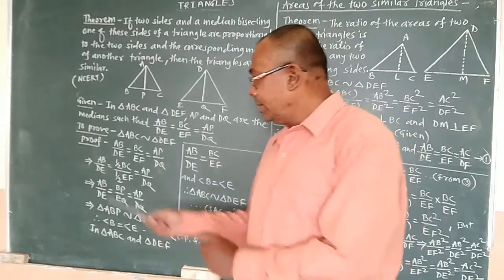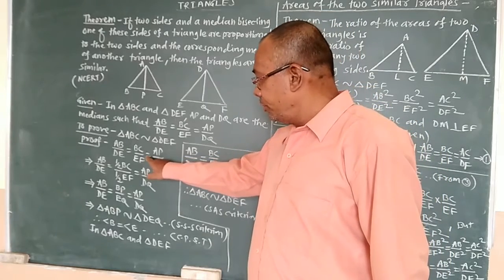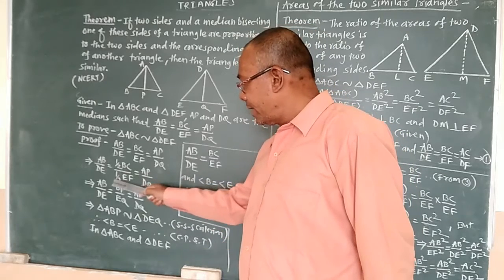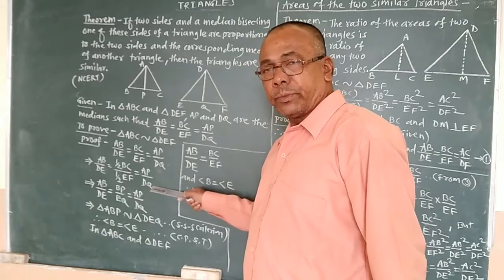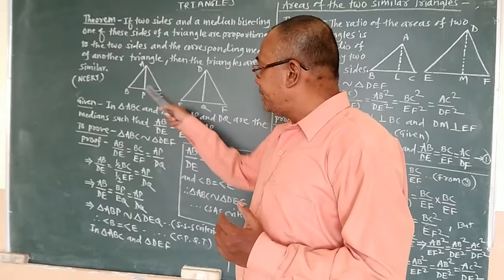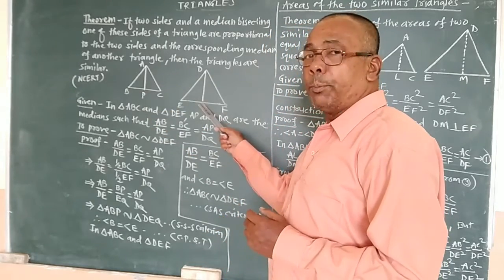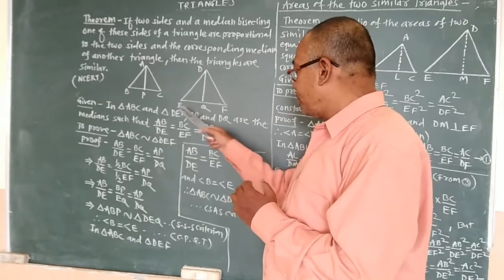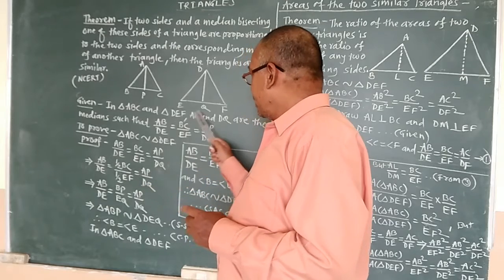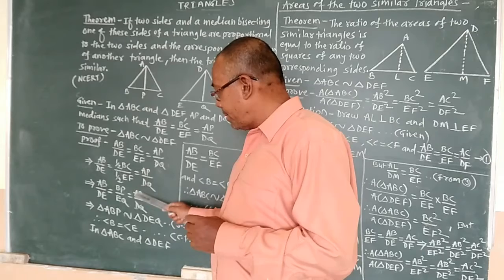And now it implies that AB upon DE as it is equal to, in the second ratio, if we multiply numerator and denominator by 1/2, then there is no change in the equality. So 1/2 BC divided by 1/2 EF is equal to AP upon DQ. Now we know that P is the midpoint, so 1/2 BC is equal to BP. Similarly, Q is the midpoint of EF, so 1/2 EF is equal to EQ. So here, instead of 1/2 BC, I have taken BP, and instead of 1/2 EF, I have written EQ. So we will take the next step that AB upon DE equal to BP upon EQ is equal to AP upon DQ as it is.